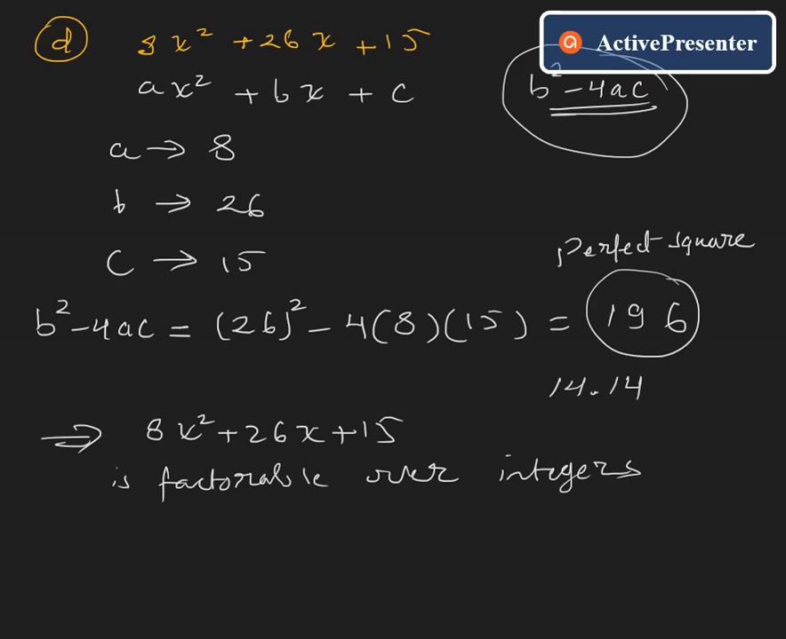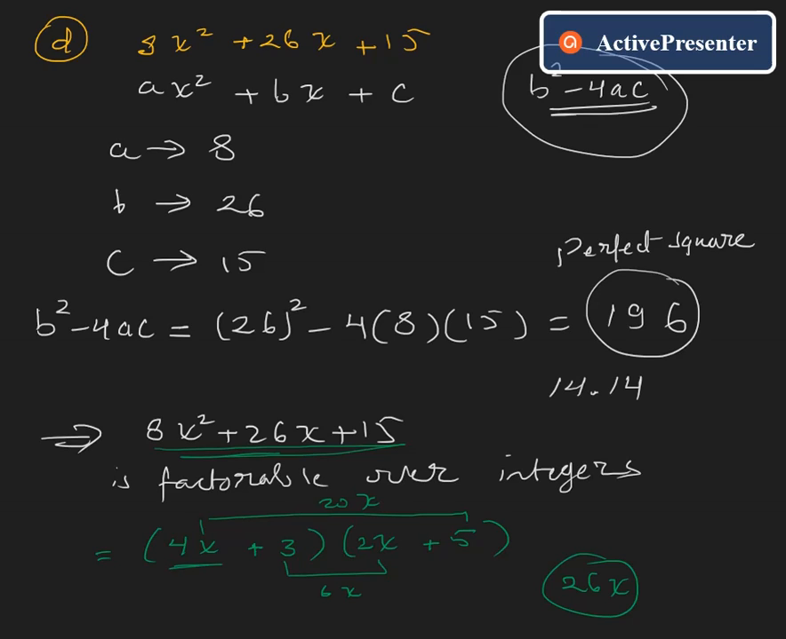If you have enough time to practice and you are interested to factor this, the factorization of this is 4x plus 3 multiplied by 2x plus 5. If you see the outer, here we have 20x and here we have 6x. If you add them together, you will get 26x, which is the middle term. Then your factorization is correct. Noting that we have factored 8x squared into 4x and 2x.